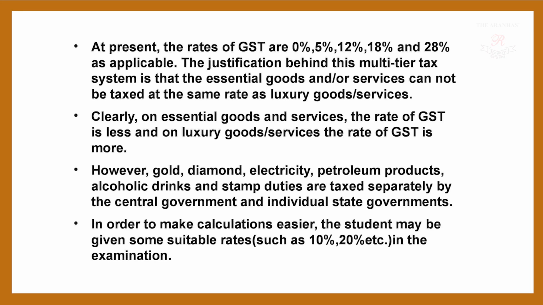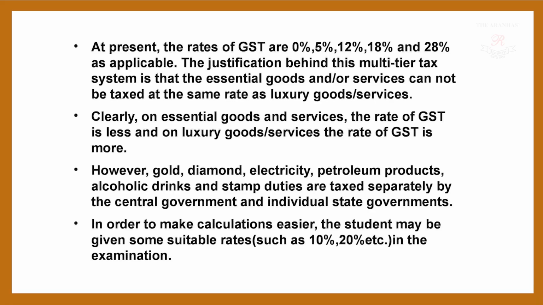Clearly on the essential goods, however, gold, diamond, electricity, petroleum products, alcoholic drinks and stamp duties are taxed separately by the central government and individual state governments. In order to make calculations easier, students may be given suitable rates, that is 10% and 20%, in the examination. So in ICSE board, they will give you only 10% and 20% as the rate of GST. The weightage of this chapter in ICSE board is just 3 or 4 marks, so you should not lose those 4 marks.